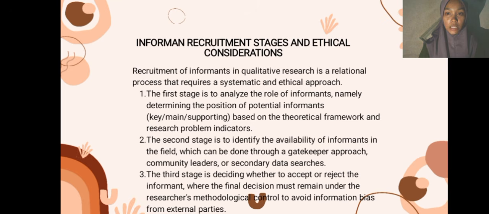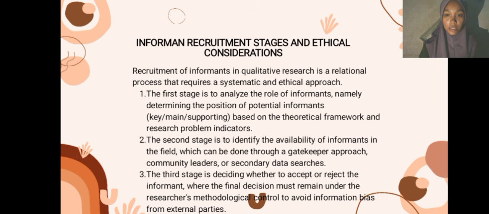Recruitment of informants in qualitative research is a rational process that requires a systematic and ethical approach. The first stage is to analyze the role of informants, namely determining the position of potential informants based on the theoretical framework and research problem indicators. The second stage is to identify the availability of informants in the field, which can be done through a gatekeeper approach, community leaders, or secondary data from researchers.